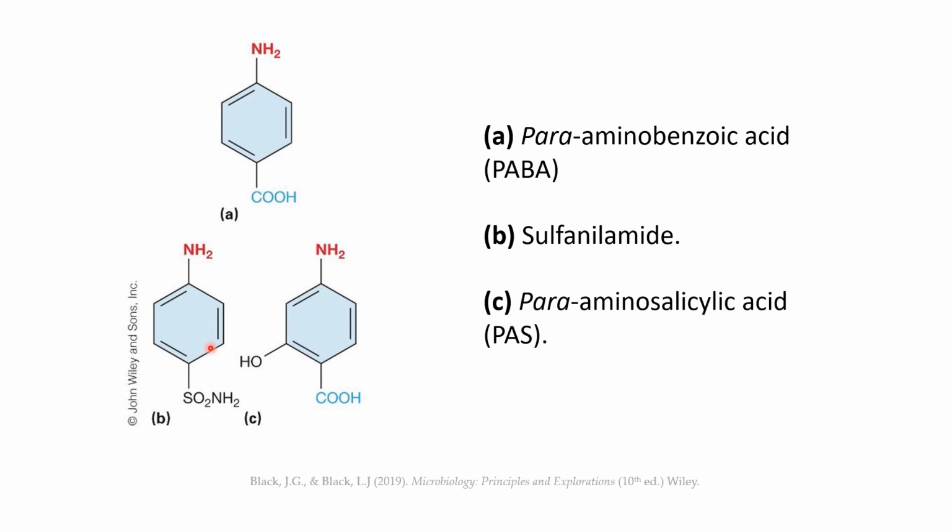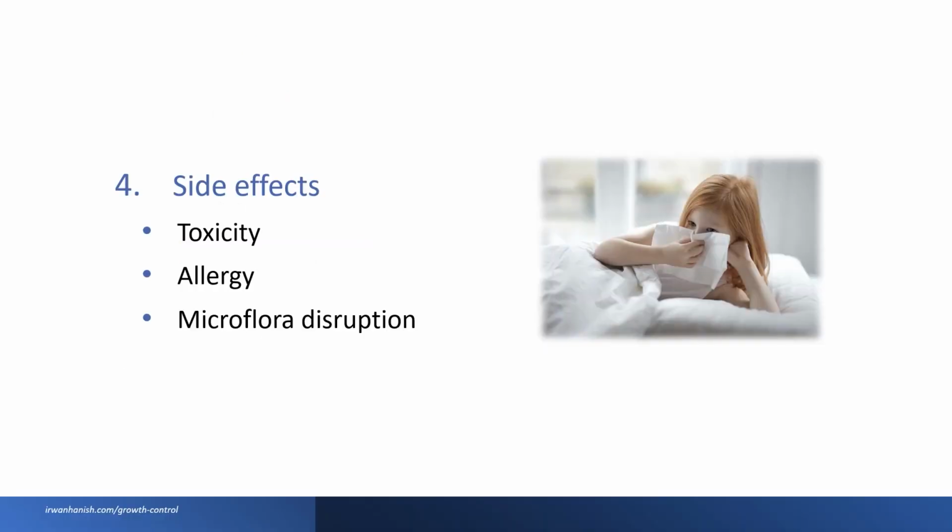Now, when the bacterial enzymes try to bind to PABA, because of the structural similarity, the enzyme will just as likely bind to the antimetabolites instead. So that disrupts their metabolic pathways, either slowing down their downstream synthesis or in some cases even stopping the pathway altogether. And the fourth consideration is the side effects of the chemotherapy.